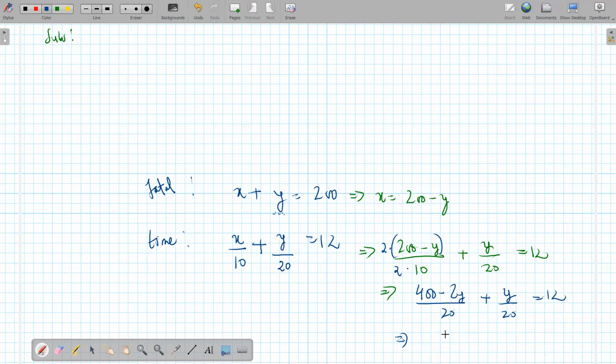Now we can combine them. Because they have the same denominators, it's going to become 400 minus 2y plus y, which is 400 minus y, is equal to 12. Multiply both sides by 12. You get 400 minus y is equal to 2400. So something went wrong here because this is going to give me y is equal to negative 2000.